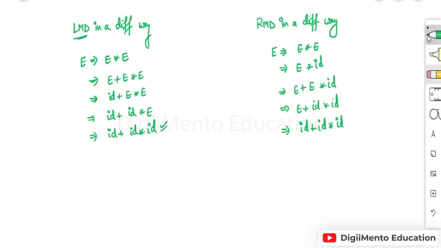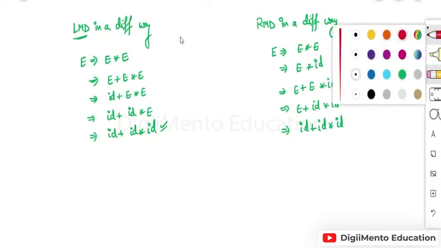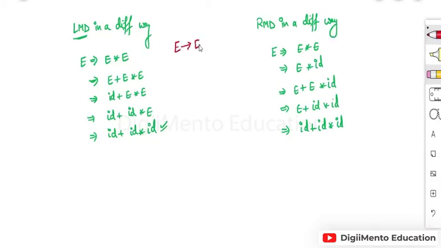So the grammar which we used was this, right? E plus E, E star E, and then this ID. So this is the given grammar. Now we derived this expression using LMD and RMD, but we got more than one LMD, right? And we got more than one RMD.